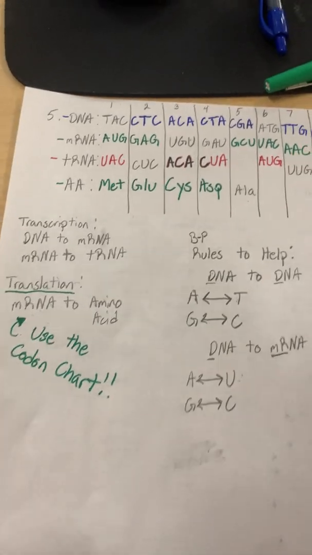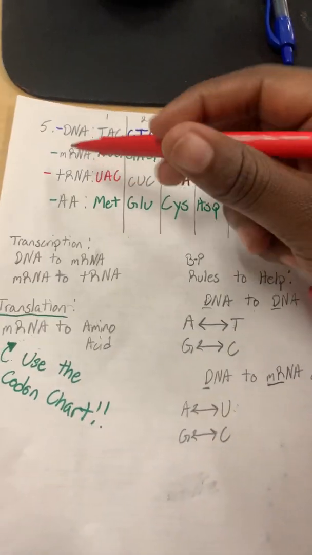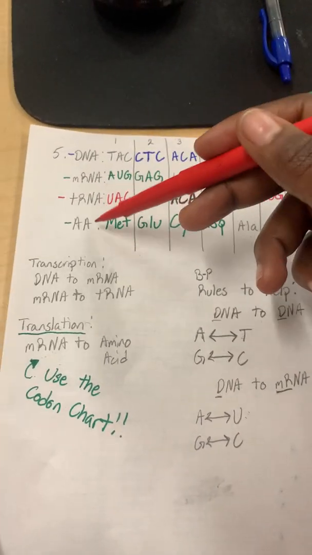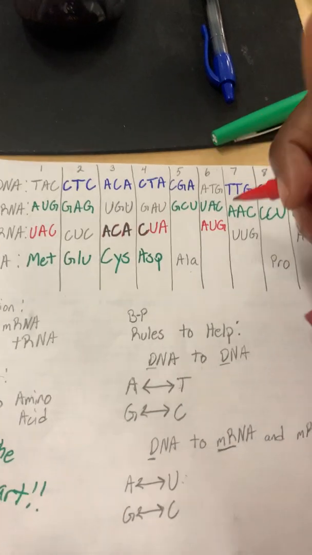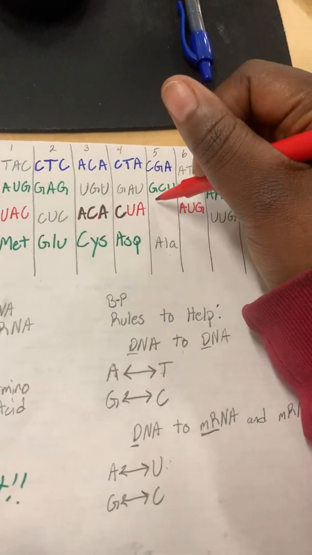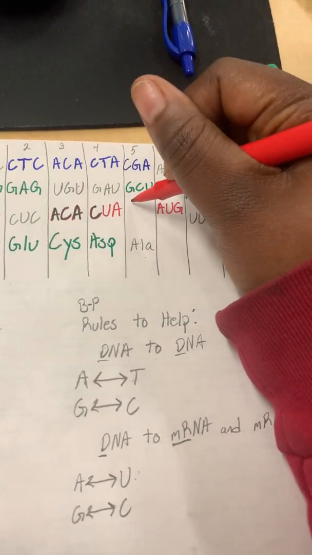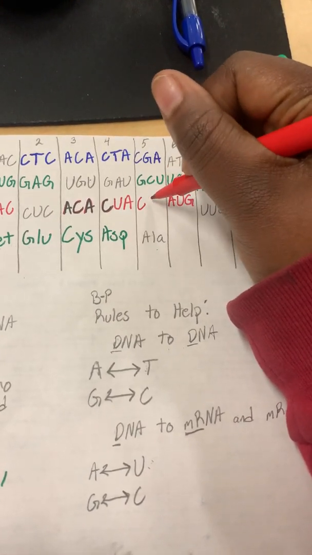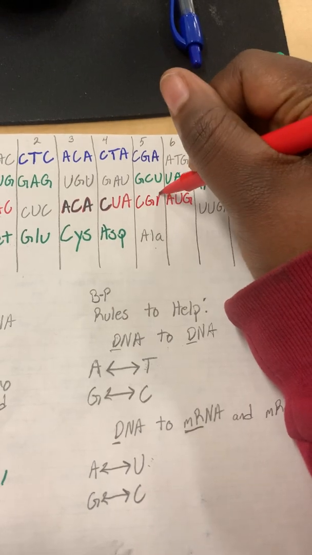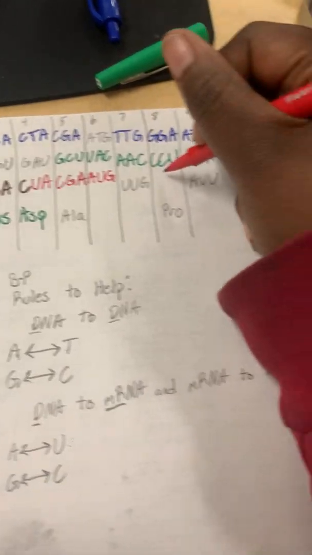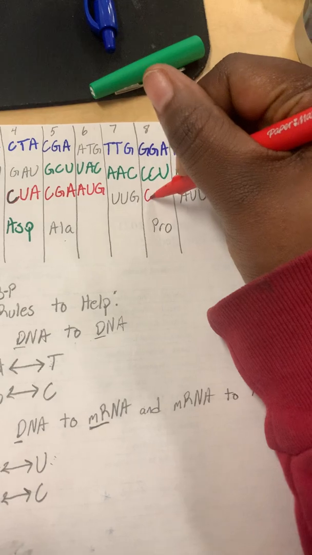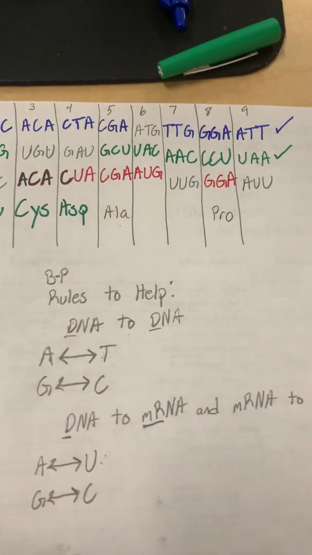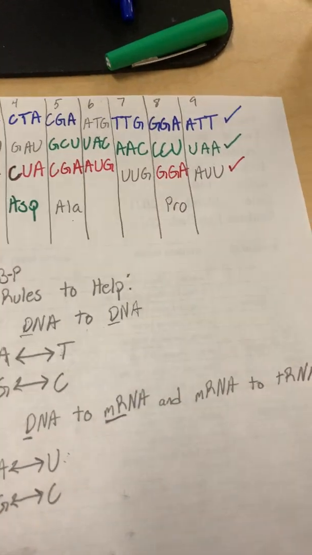Now I can do my tRNA. It doesn't really matter the order you go in. Once you have your messenger RNA, you can do the tRNA next or the amino acid. Either way, it doesn't matter the order at that point. So transcription again. I have GCU in that messenger RNA, so C, G, A. And then I have CCU, G, G, A. Now my transfer RNA is complete as well.